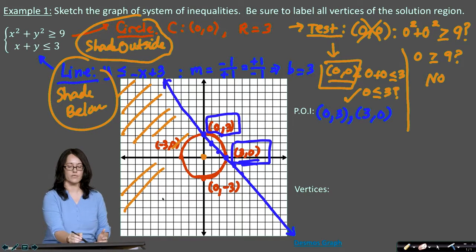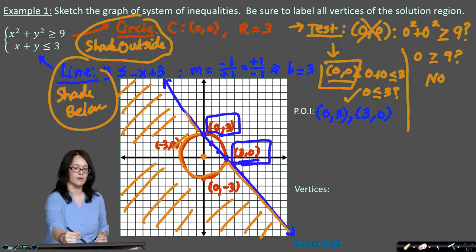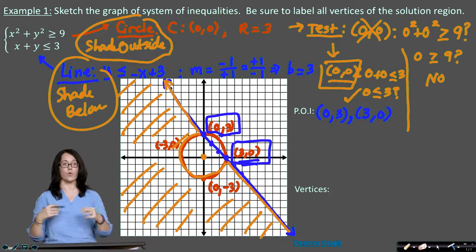Any point out here is fine in this region of quadrant 3. Any point in here is fine in this region of quadrant 4. But on the circle itself, inside the circle is not included. On the circle out here, definitely included, right? On the line out here, definitely included. On the line up here, definitely included, because it was or equal to.